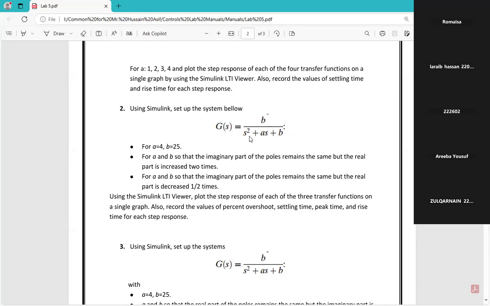Now you have to change the system in such a way that the imaginary part of the poles remains the same, but the real part is increased 2 times. So as far as the imaginary part and real part are concerned, how are you going to do that? Remember lab number 1, where we had the command roots. You are going to extract the roots of the system, and in those specific roots, you are going to keep the imaginary part the same, but increase the real part 2 times. So how are you going to do that? I'm showing you an example.